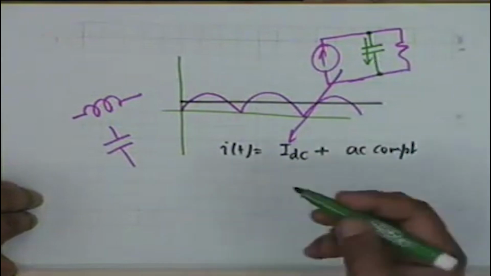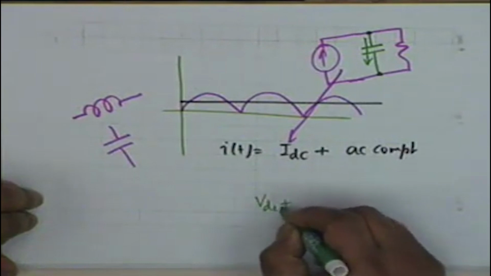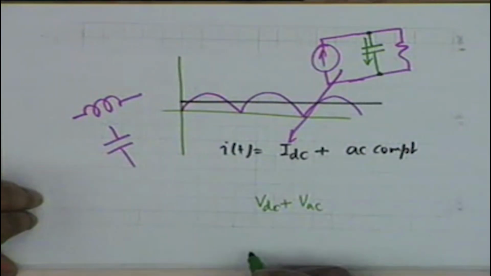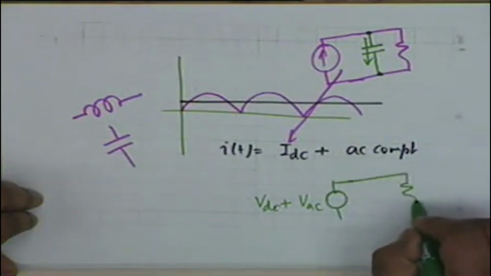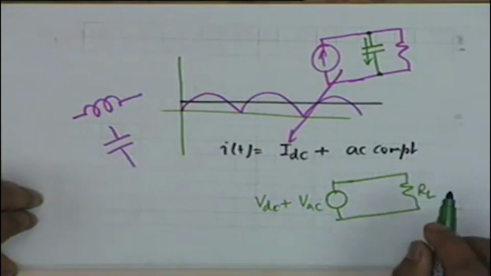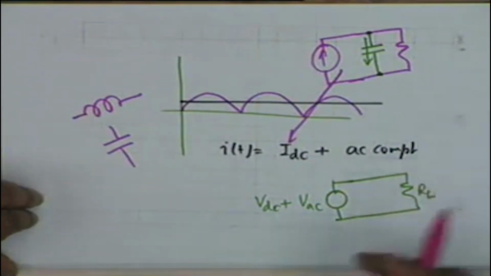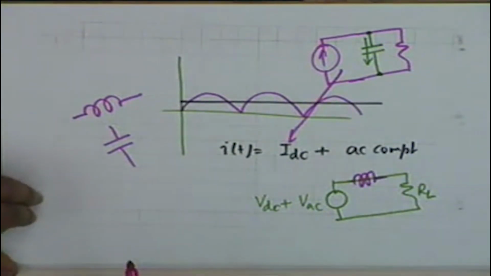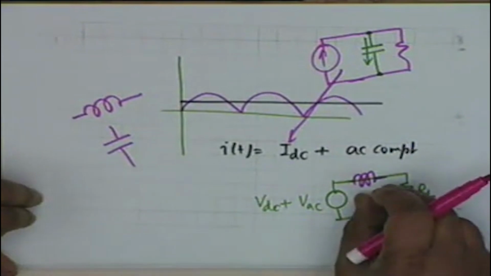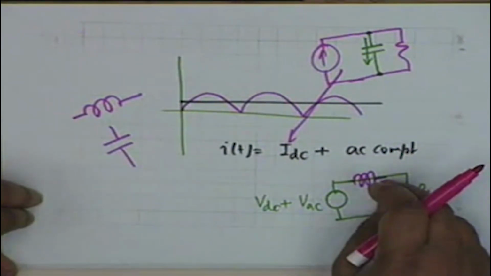Or the alternative way of looking at this is that we have a VDC plus VAC voltage source, and then it's connected to the load RL. Well, I don't allow the AC component to drop across RL. What I do is I use an inductor here. Inductor, as you know, drops the AC component. As far as DC is concerned, the inductor is a short, isn't that right?